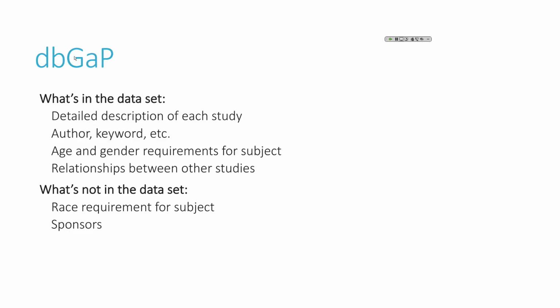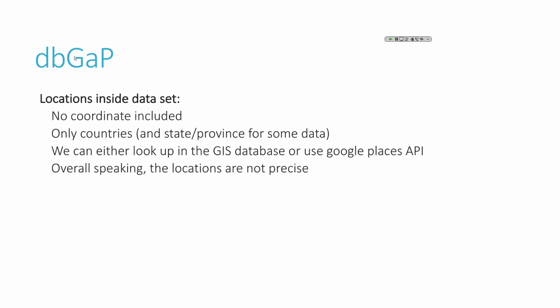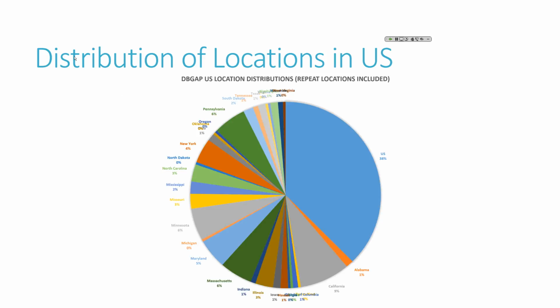In this data, we have a detailed description for each study. We have author, keyword, age, gender, relationship between other studies, but it doesn't have race or sponsor. The location in this data set is not fine-grained. It usually only contains state or city level. It sometimes doesn't even contain institution, so we can only roughly get the location here. So here's the distribution. As you can see, the US is about 38% of the origin of the study generation.